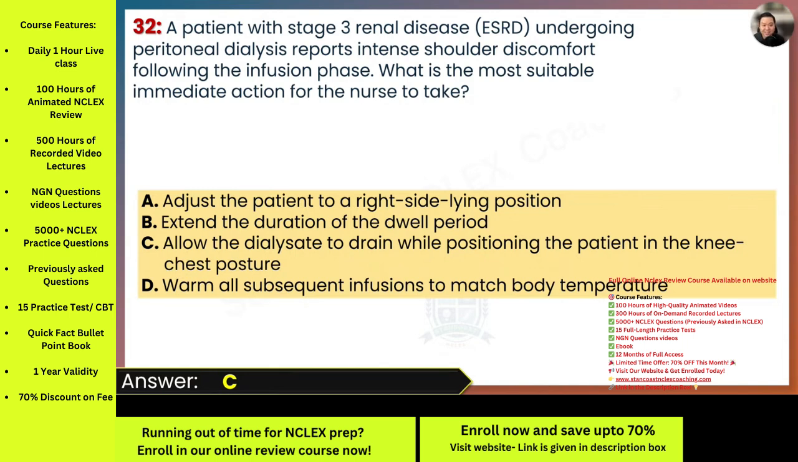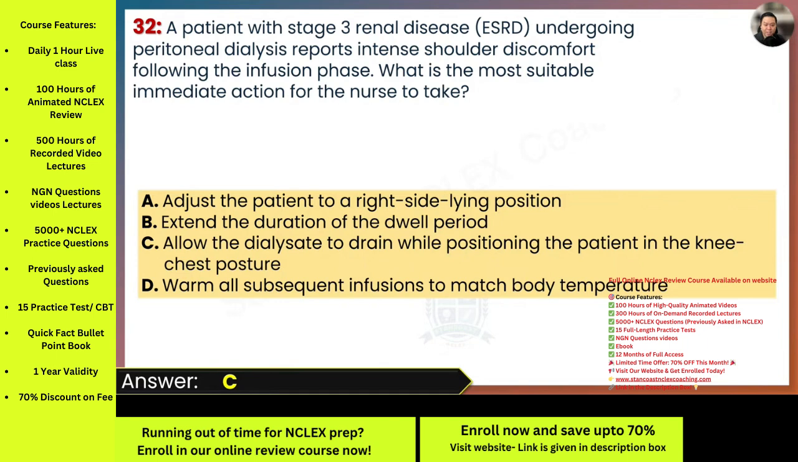And so this option is not the immediate solution to the issue we have. Letter B, extend the duration of the dwell period. Well, this is also incorrect, because this is not going to directly address the shoulder pain caused by the trapped air. And the dwell time primarily affects the absorption and removal of the waste products and fluids, but it does not solve the air problem.